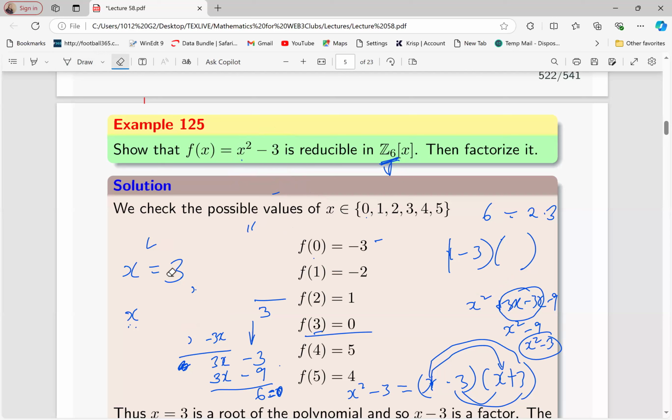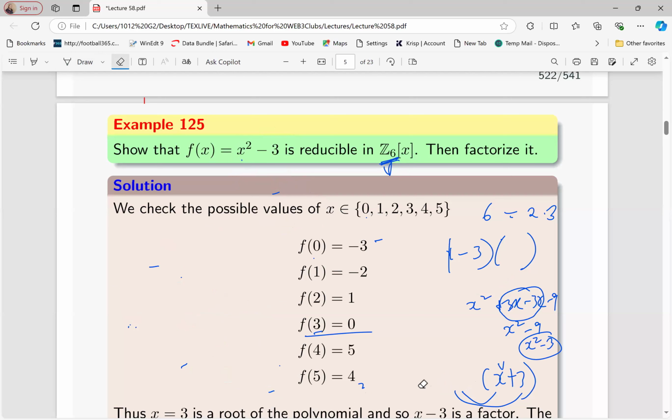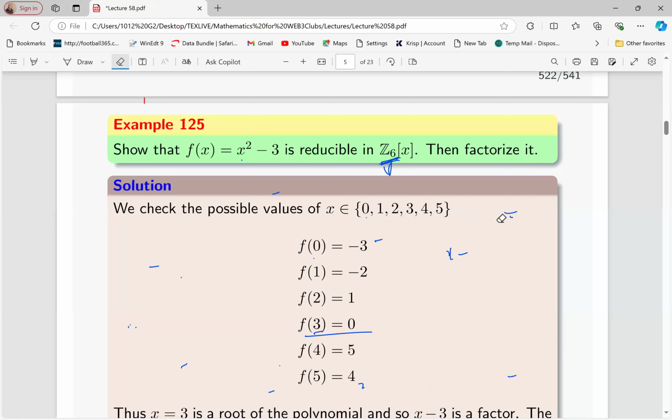So you can see that this polynomial we were able to factorize, but how did we do it? Because we are doing it mod 6, we tried to find out what are the factors, first of all, what are the roots of the polynomial? We tried all the values mod 6 and found that 3 was one of them. 3 was one of the factors.